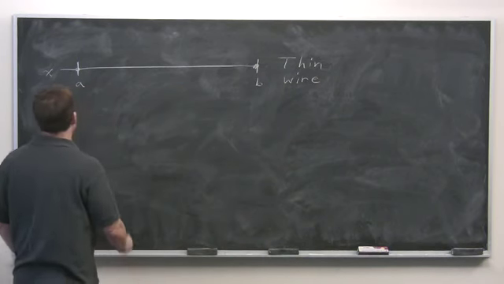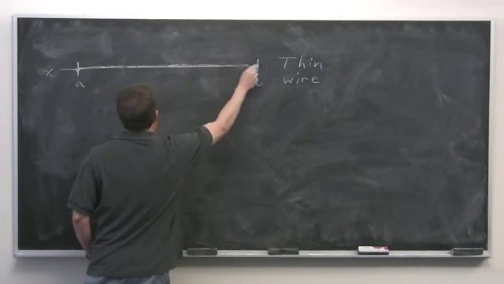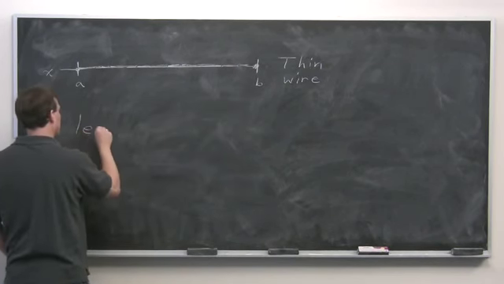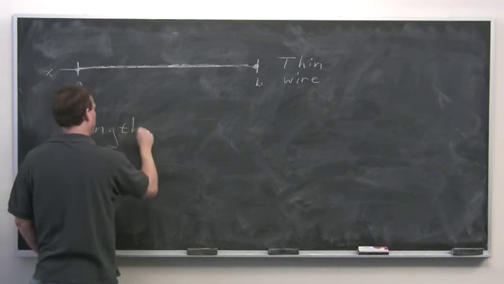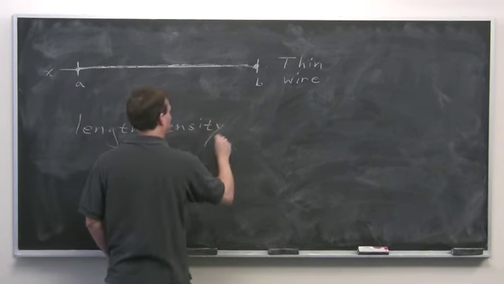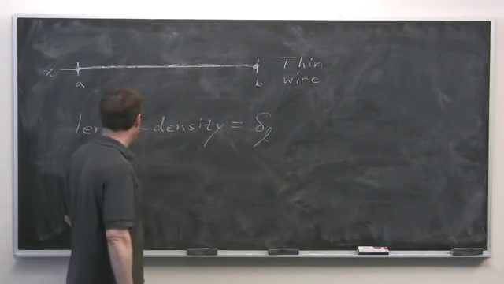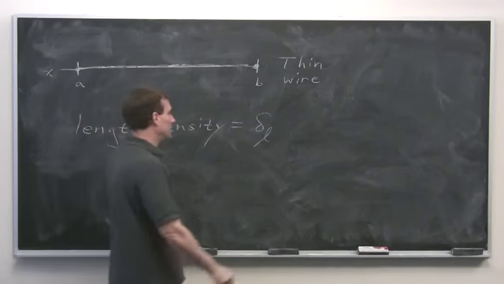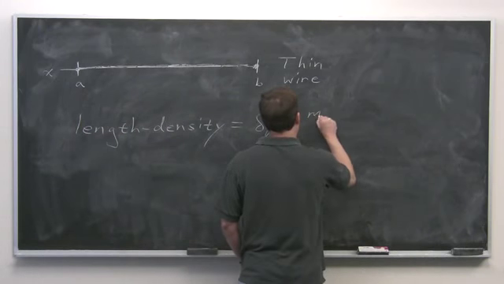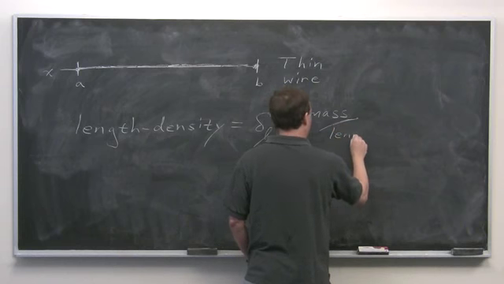Okay, so you've got this thin wire. Then what people normally talk about in this case is length density. And I'll write a delta, but with a sub L for length. The length density. And this is mass per length.